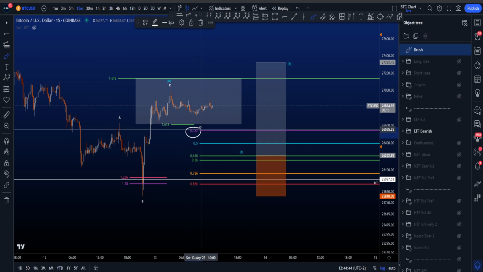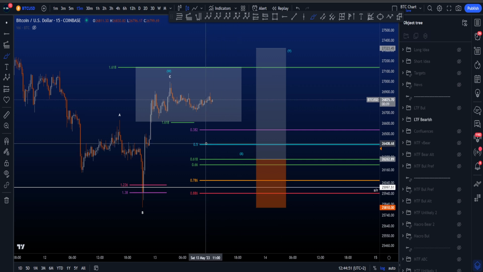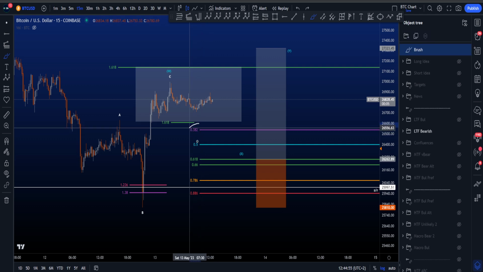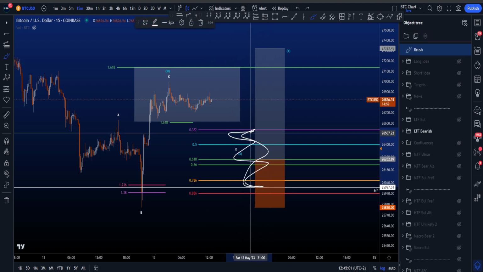So you have the 0.382 to the 0.886. All of these are common targets, normal targets, I suppose, for a wave X. More commonly, honestly, is the 0.5 to the 0.786. But the 0.382 and the 0.886 are also fine for a wave X. So it's very difficult to find a potential solid entry for a wave X.